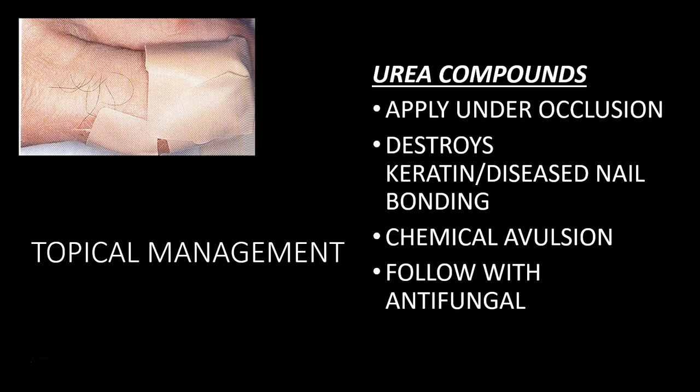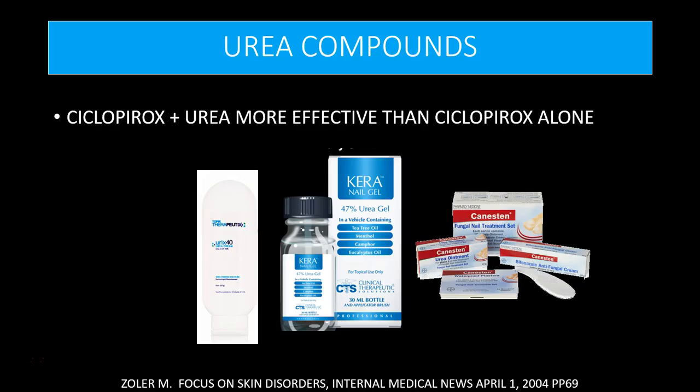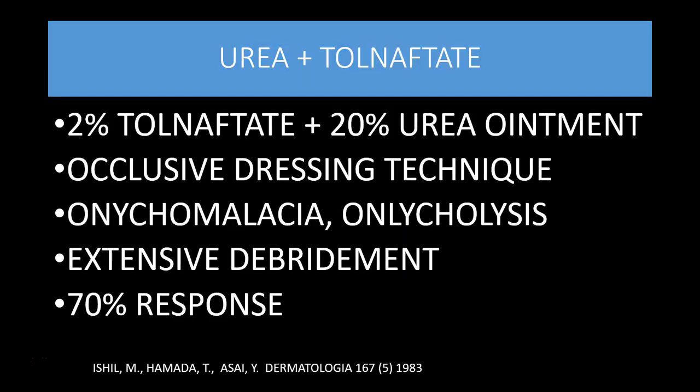Other topical agents include the use of urea with and without occlusion. Urea destroys the keratin and the diseased nail bed bonding. It allows a chemical avulsion of the nail, following which you can then utilize a topical antifungal. A variety of urea compounds are available. It's been shown that the combination of ciclopirox and urea is more effective than ciclopirox alone. Urea has also been used in combination with tolnaftate under an occlusive dressing.